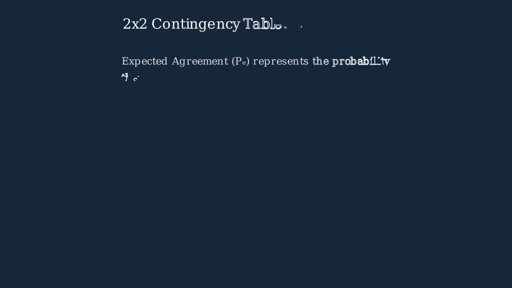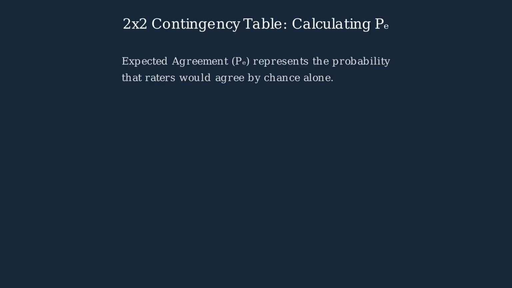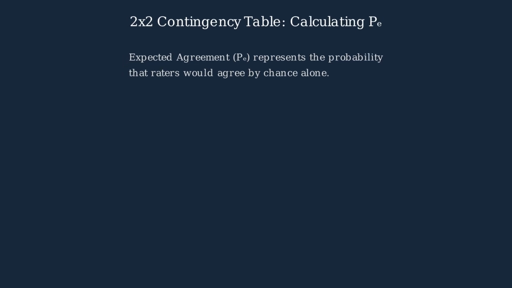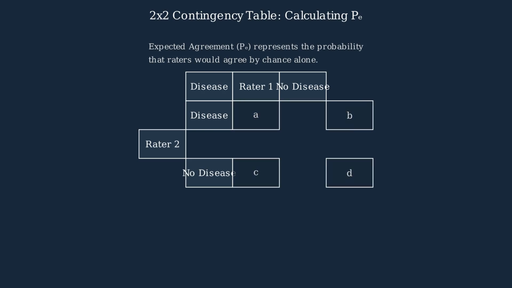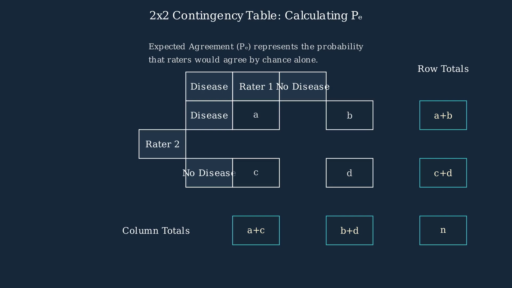To calculate the expected agreement, or P_E, we need to understand what agreement would look like by chance alone. We'll use our contingency table with values A, B, C, and D and focus on the marginal totals. Marginal totals are the sums of rows and columns. They represent how frequently each rater uses each category.